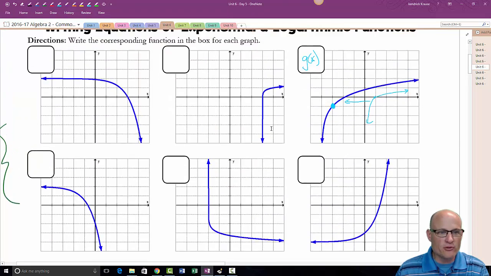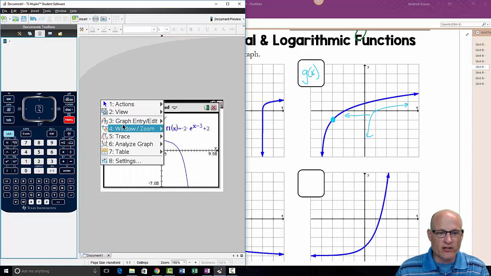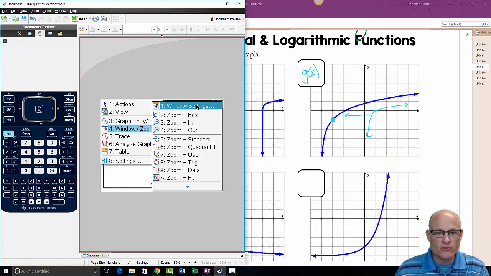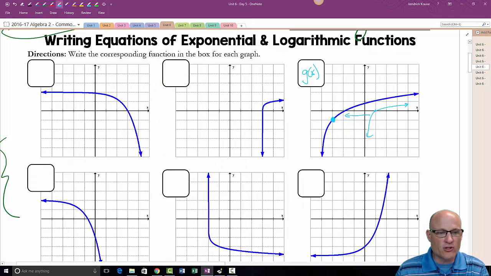It's either got to be 1 or 2, it looks like, right? Well, hold on. Let me go back to Zoom standard because I screwed up the Zoom. Zoom standard. So it goes through the point 3, 0, and 0, 2. This must be f of x. All right, that makes sense.